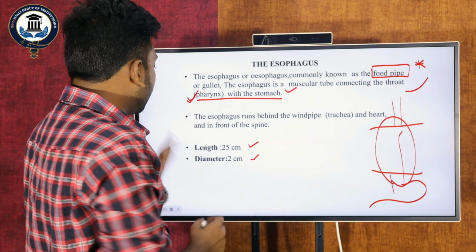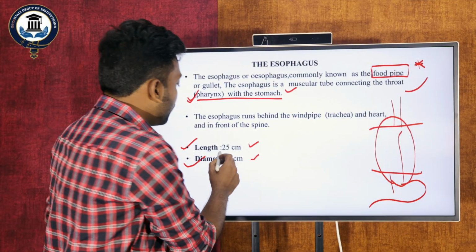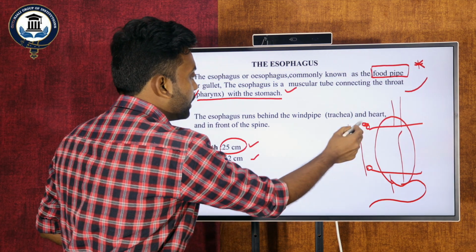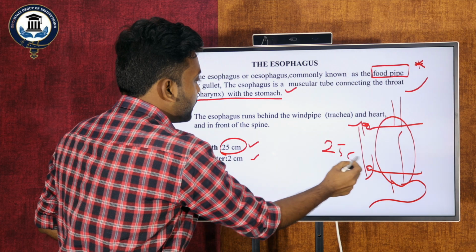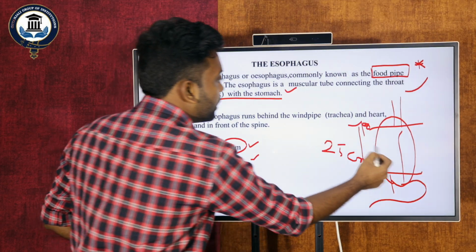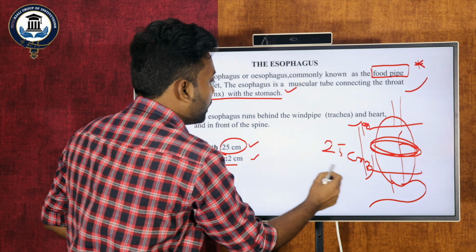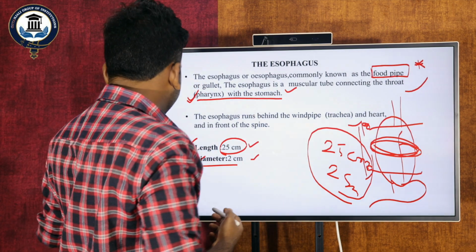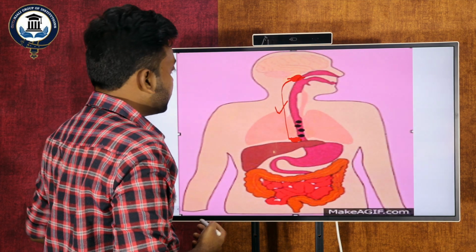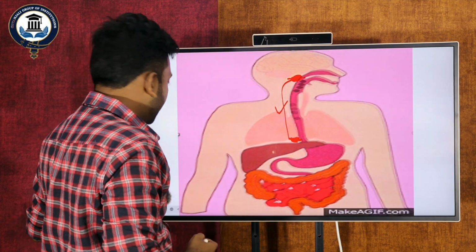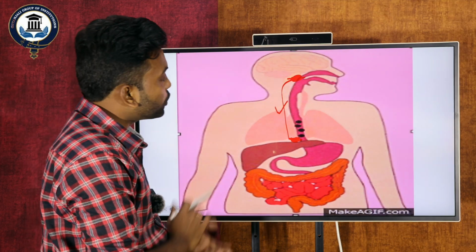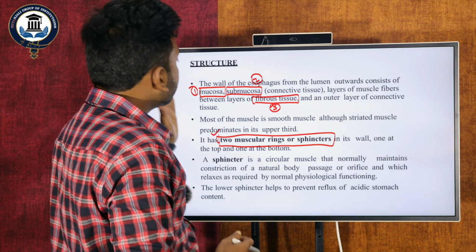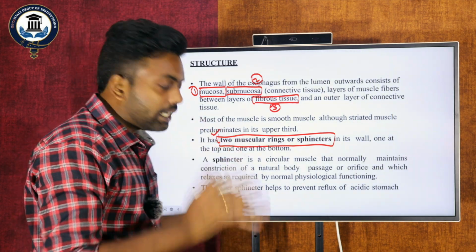So what is the length and what is the diameter? The length will be 25 centimeters. From here to here, if you measure, it will be 25 centimeters, and the diameter, if you count, will be 2 centimeters. This is one of the competitive bits you can find in the future. So this is the theoretical part, and this is the diagrammatic presentation where you can see the exact position of the esophagus structure. And what is the structure of the esophagus, and what layers cover it?